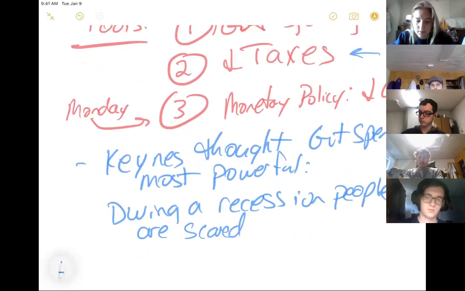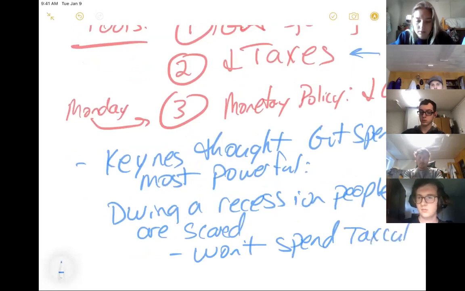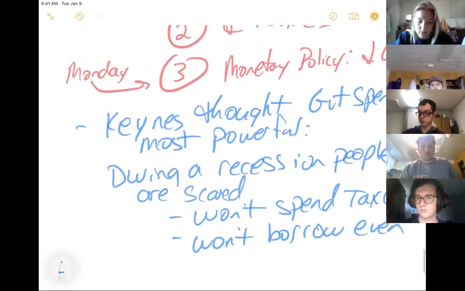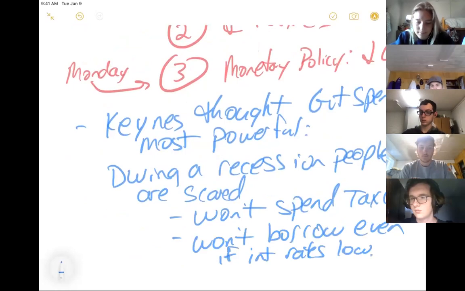People are scared. They won't spend their tax cut. They'll stick it under their mattress. Keynes worried that they won't borrow even if interest rates are low. That if businesses and firms are scared, it doesn't make any difference what interest rates are. They're not going to borrow.